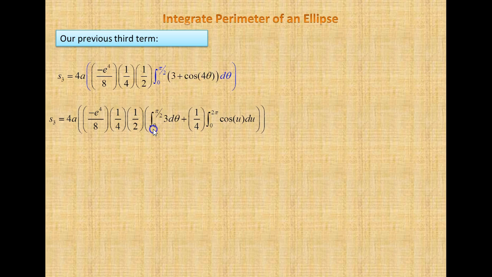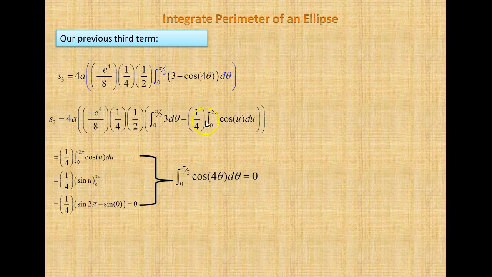Okay, and so this integral 1/4 from 0 to 2 pi of cosine u du, and the integral of cosine u is sine u. So sine u from 0 to 2 pi is equal to sine 2 pi minus sine 0, which is also equal to 0. That's why I did that one first. So the integral of cosine 4 theta d theta is equal to 0. So this whole integral is 0 here.